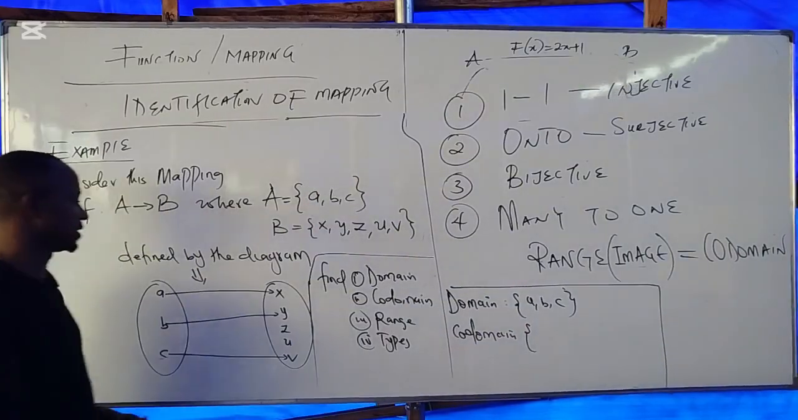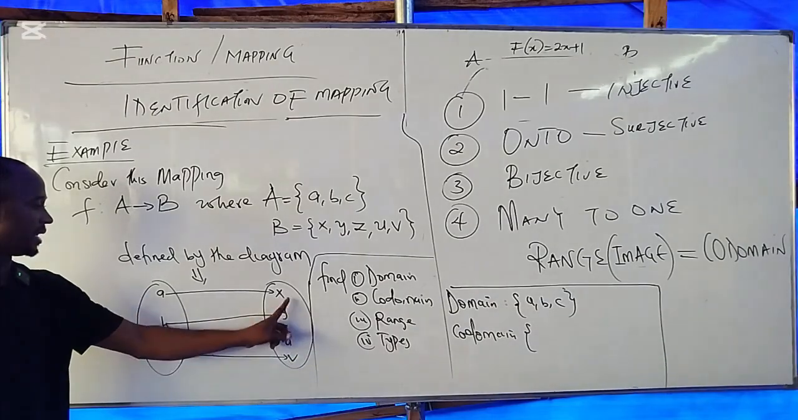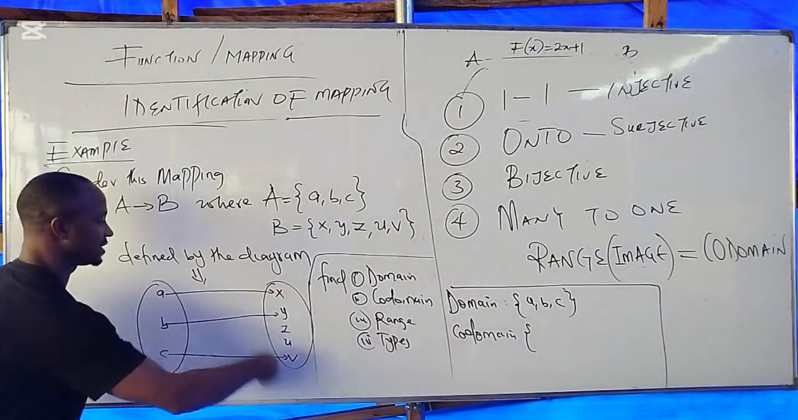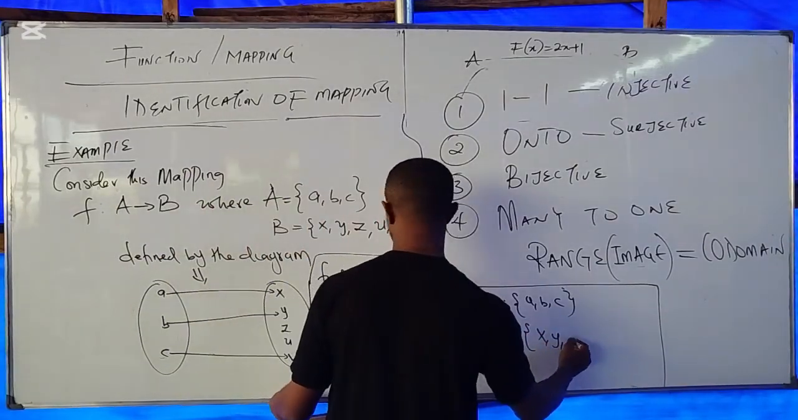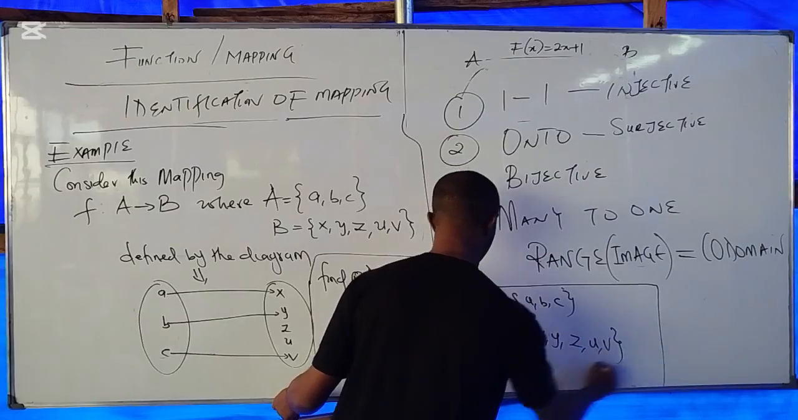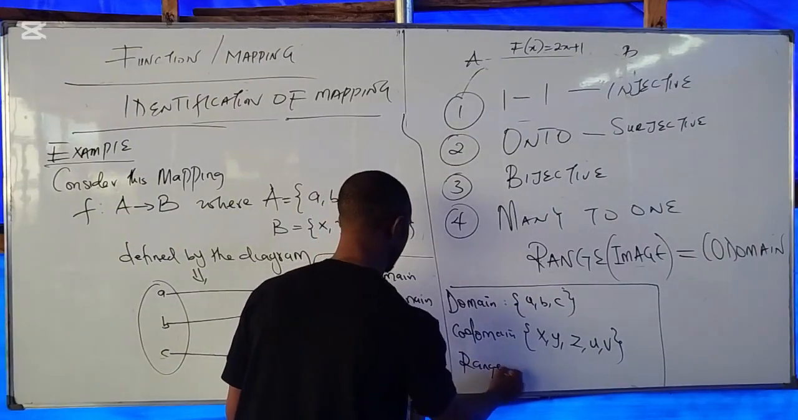The codomain is what? It is X, Y, Z, U, V. All of these functions have what? The codomain. We have our X, Y, Z, U, and V. Then the next is our range.